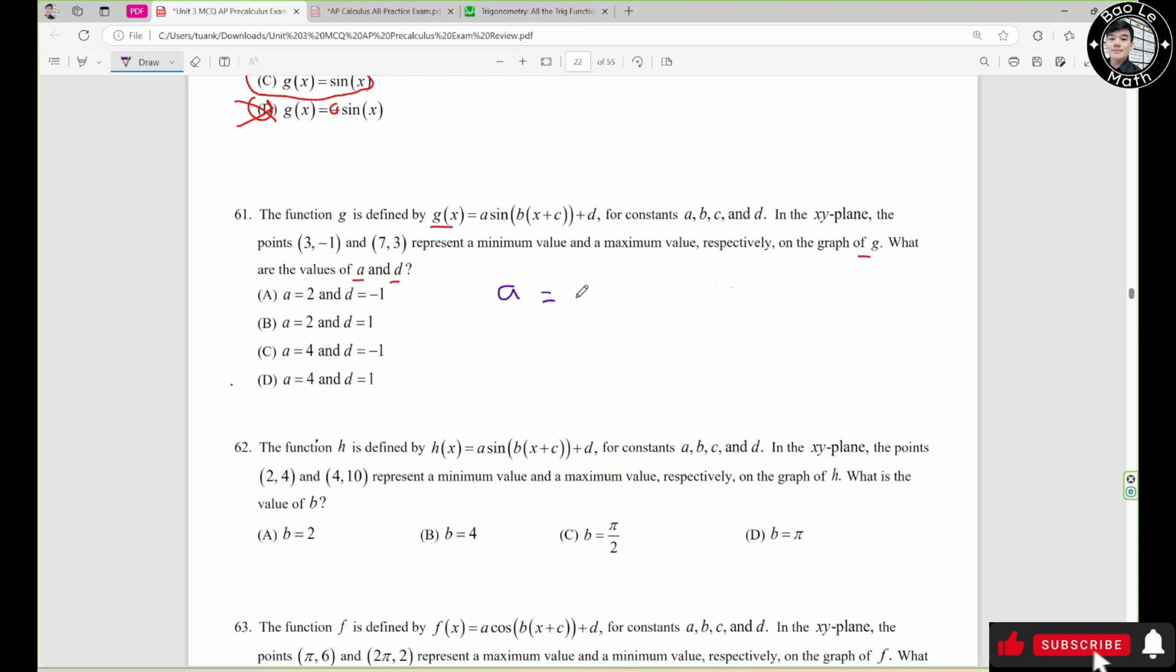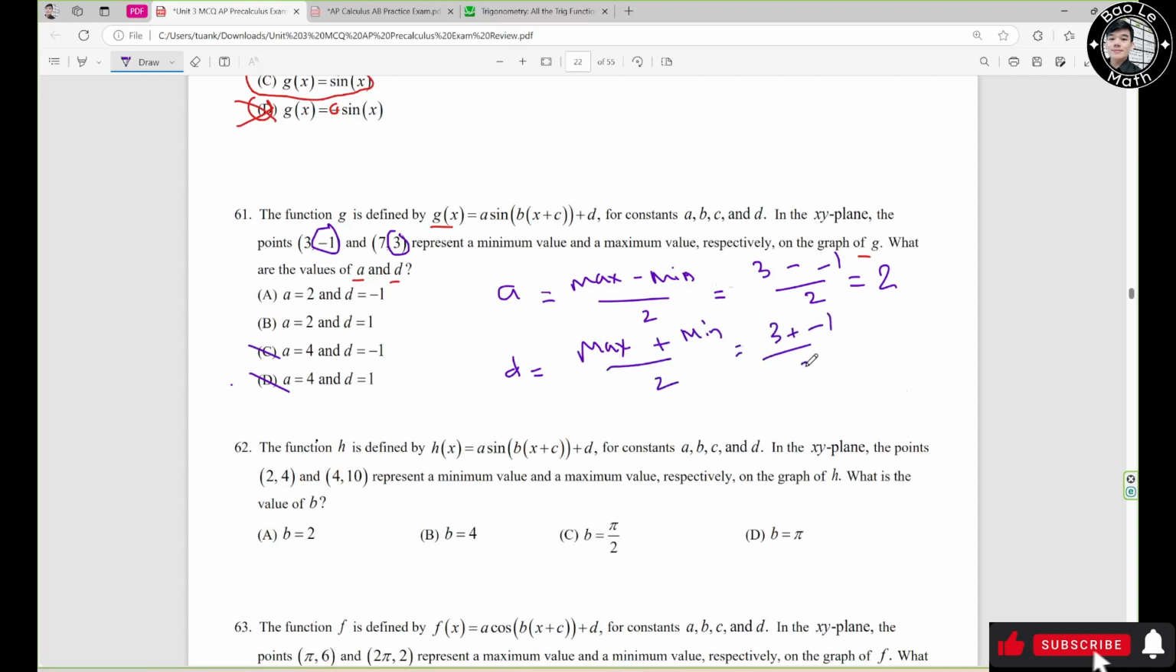Now, amplitude equals maximum subtract minimum, divided by 2. Maximum is the y value 3, subtract minimum, which is -1, divided by 2. So it is 2. Eliminate C and D. Now the midline d equals maximum plus minimum divided by 2. So it is 3 plus negative 1, divided by 2, which is 1. So the answer must be B.